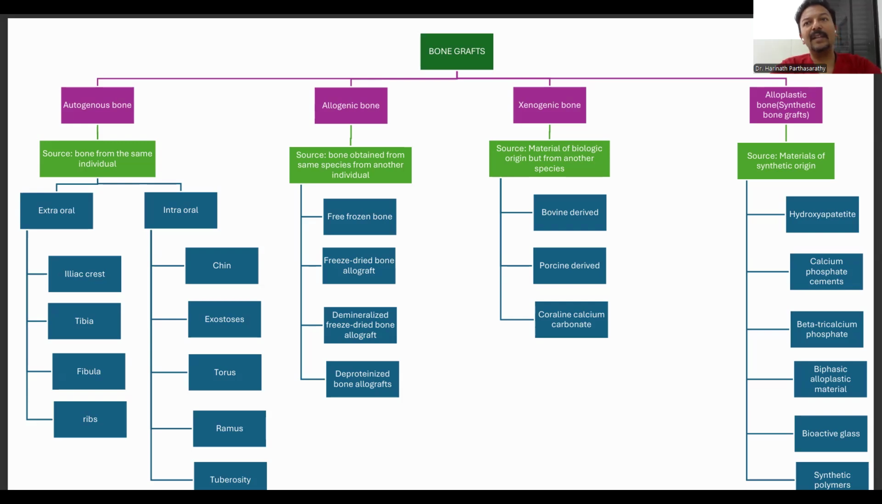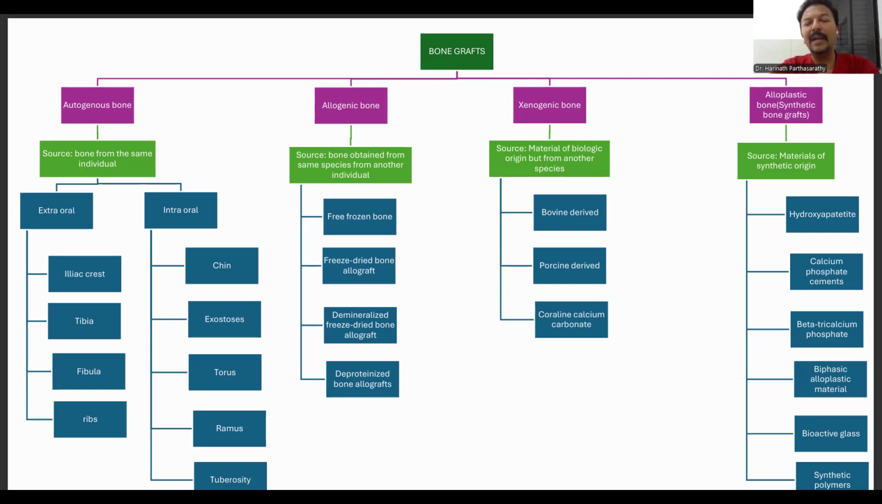We can harvest some bone from sites of bone deformities, tori, and we can harvest bone from the ramus and from the tuberosity. Each location has its own pluses and minuses. For example, the chin and the ramus have dense cortical bone, so we can use grafts harvested from here in the form of a block graft, which means you take a block of bone and fix it onto a defect site where you are going to regenerate.